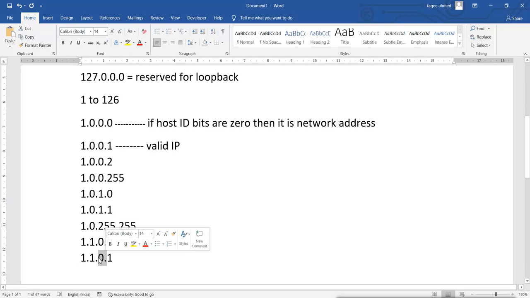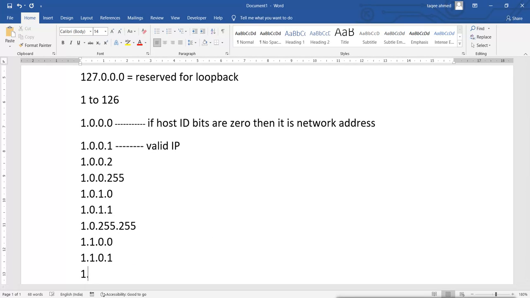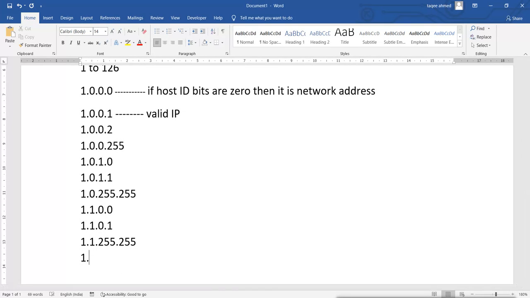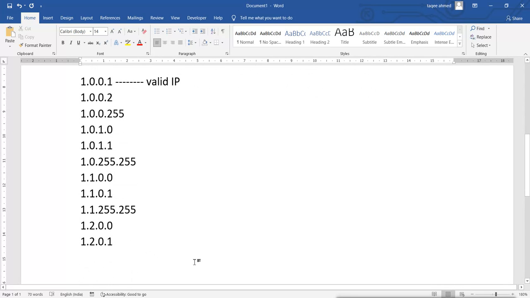Then when these two again become 255, then this will change to 2. That means when these two become 255, then this will change to 2, and these will remain 0. Then again 255, it will start from 1, then 2, then 3, 4, 5, 255. Then these two become again 255, then this will be 3. Then again these two become 255, this will be 4.